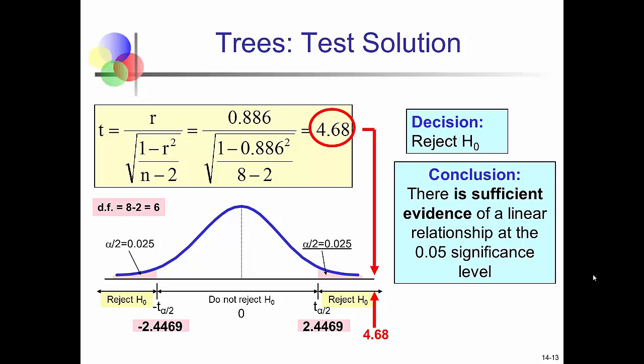And in fact, what we're able to say is that there seems to be a positive linear relationship between tree height and trunk diameter. We can also use the p-value to test this, and Minitab provides the p-values for us. If the p-value is less than alpha, we will reject the null hypothesis and accept the alternative that there is a linear relationship between the two variables of interest.